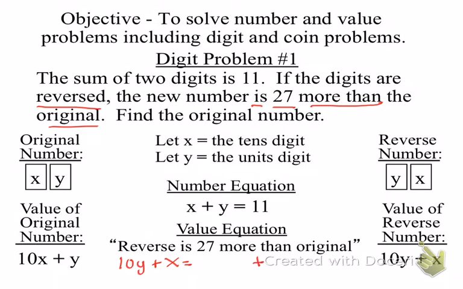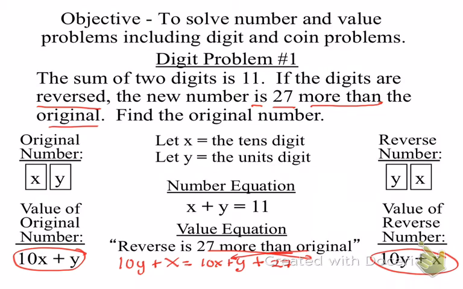When I see more than, it's not 11. The original value is 10x plus y, and then we always put the original here, and the 27 goes over here because it says more than. So we're not using 11, we're using these value statements in this second equation.